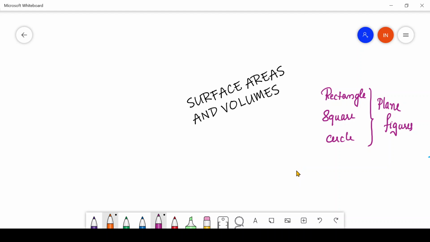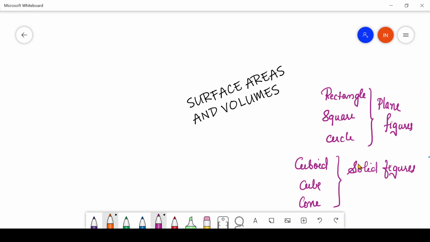So now we are going to learn about some other type of figures, especially cuboid, cube, cone, cylinder, etc. Can you tell me what we can call these figures collectively? Yeah, we can call them solid figures, right? So we have seen plane figures as well as solid figures. In this chapter, we will be learning about the surface areas and volumes of some solid figures, namely cuboid, cube, cone, cylinder, sphere, hemisphere. All these we are going to learn in this chapter.